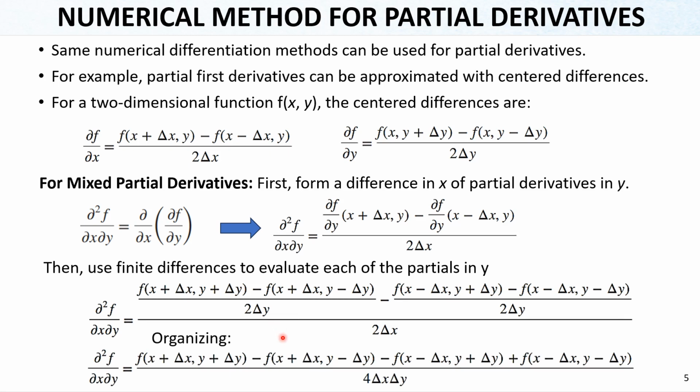When we organize this, we will have the final version with these values at the denominator, and these are the four terms you can see here, with x plus delta x constant, differentiation with y plus delta y, difference actually, y plus delta y and y minus delta y function values. Same here, this time x minus delta x.